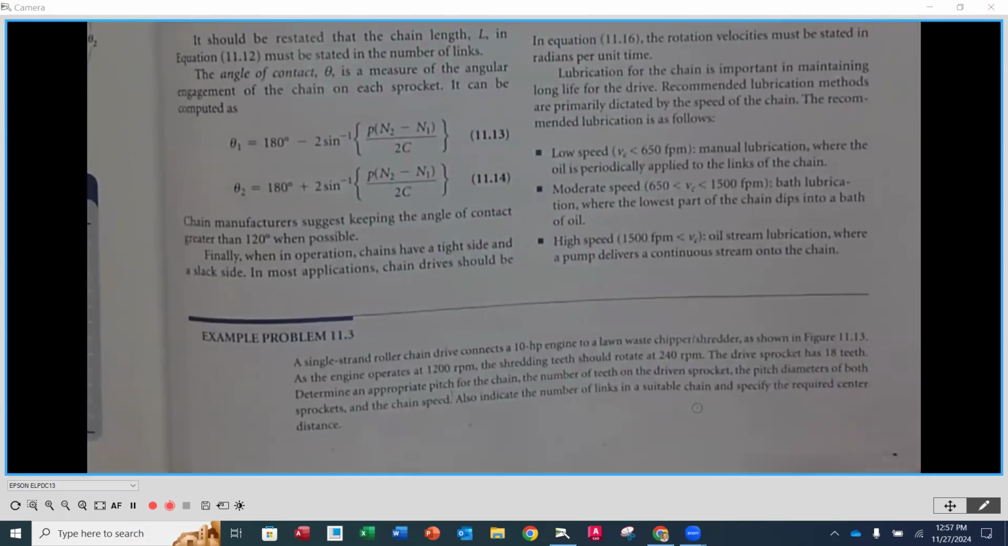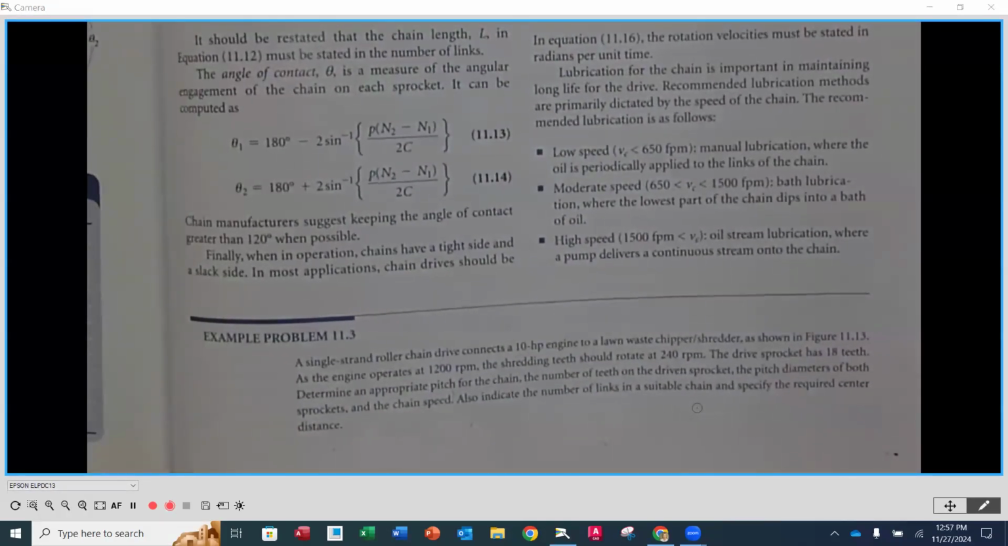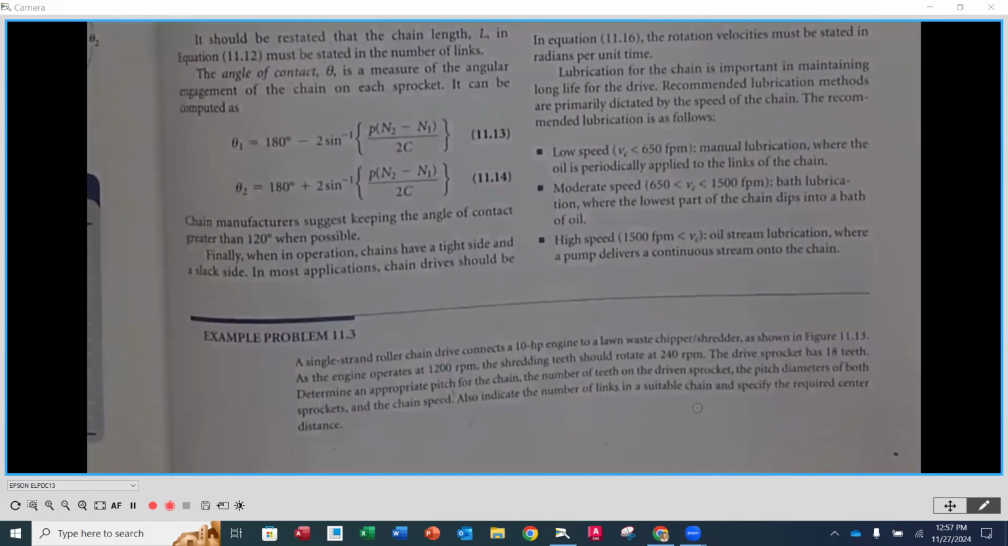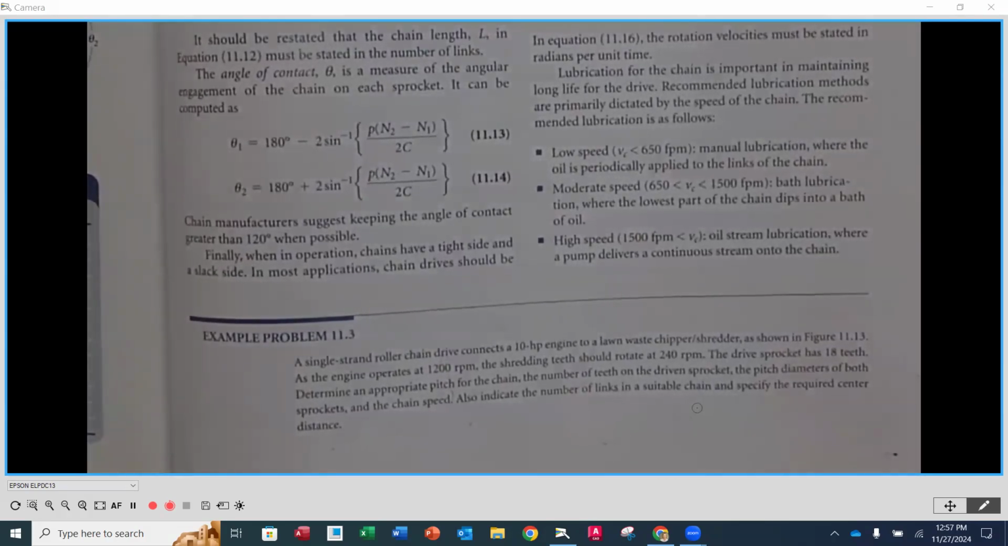As the engine operates at 1200 RPM, the shredding teeth must rotate at 240 RPM. Notice it says must rotate. So that means we need to get this down from 1200 to 240. They're not giving us an approximate this time. The drive sprocket has 18 teeth. So they're telling us the number of teeth on the driver, which is off the engine. Determine the appropriate pitch of the chain.